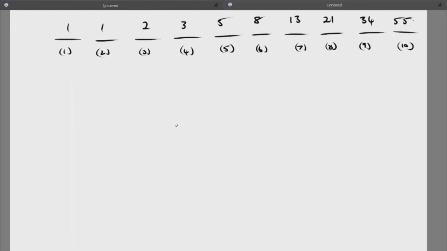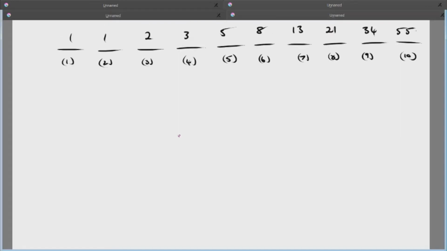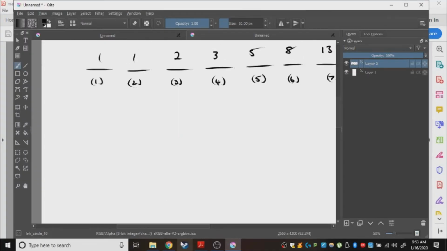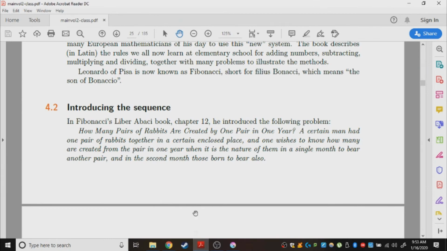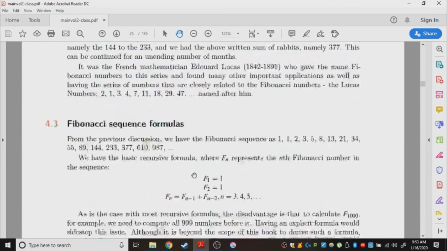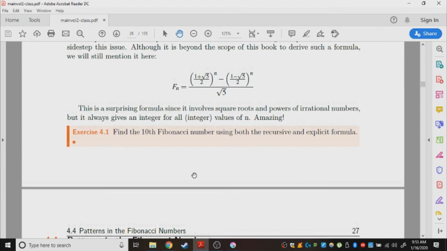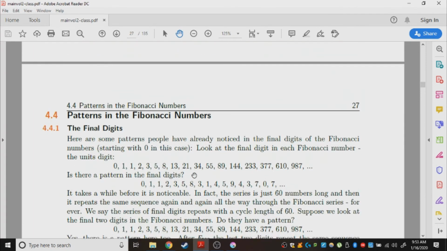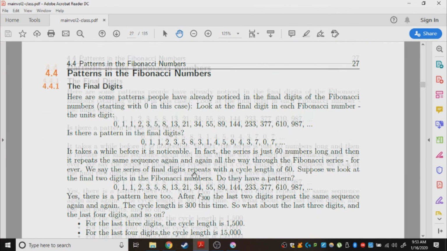Now, there are some interesting patterns in the Fibonacci numbers. Some more interesting than others, but I just want to illustrate some. Everything I wrote down on the screen is testable.